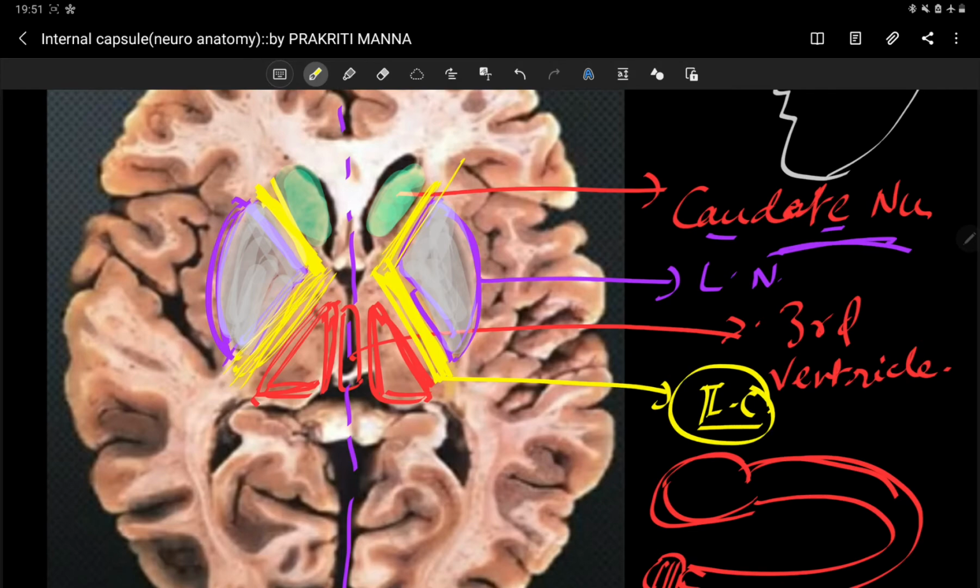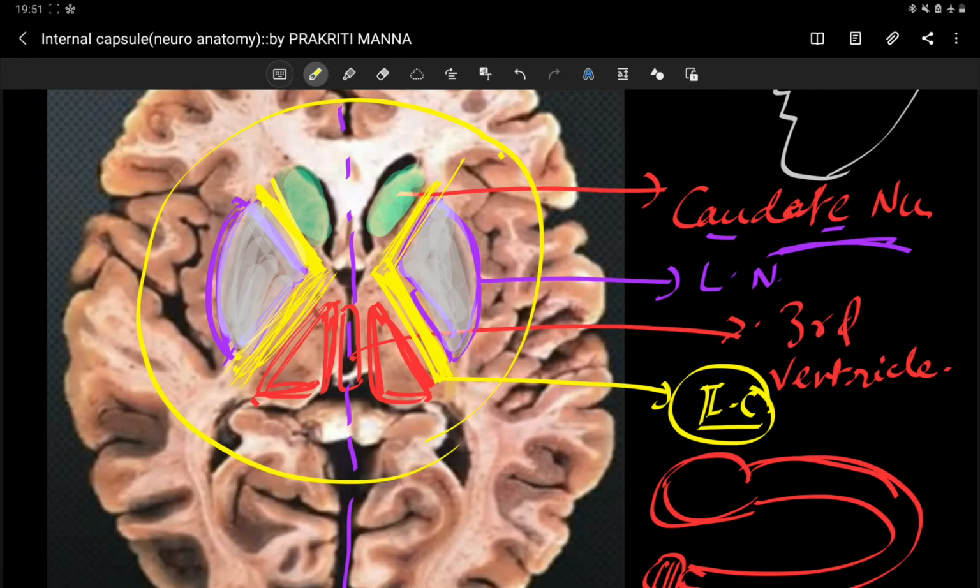So this is the superior view of the brain. In this view, all the structures you can see form the basal ganglia. Actually, basal ganglia is a misnomer. Actually, it should be the basal nuclei.